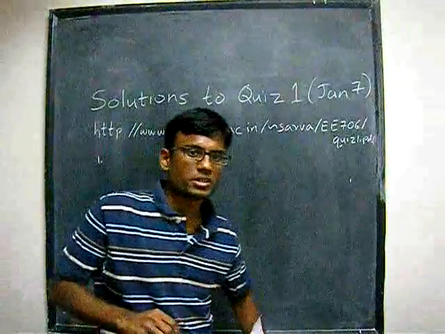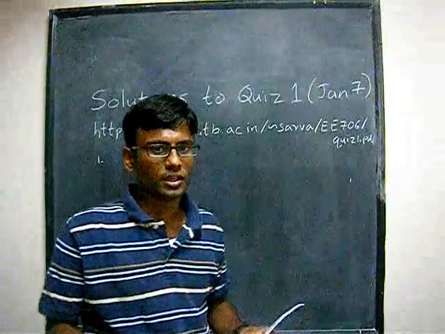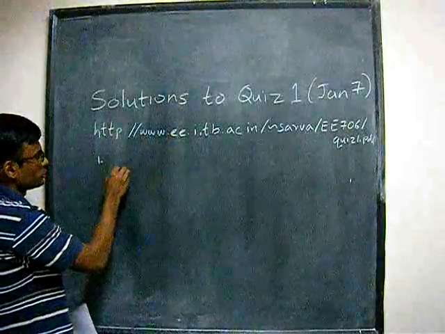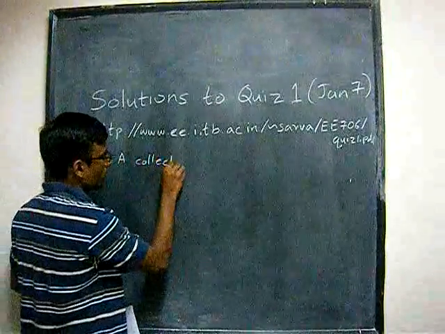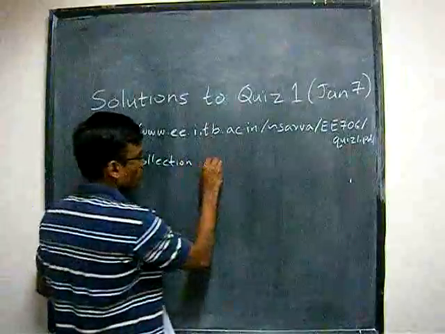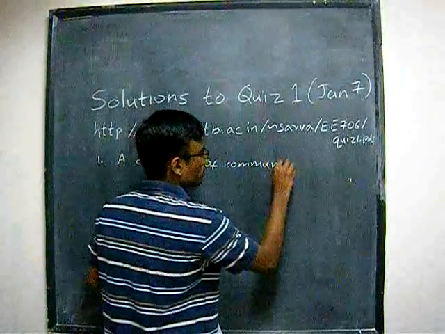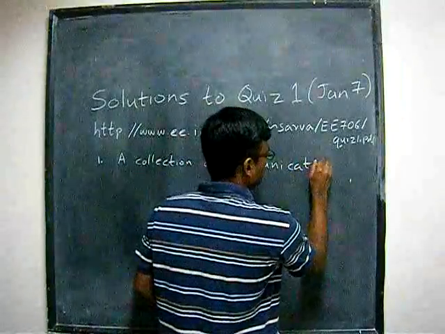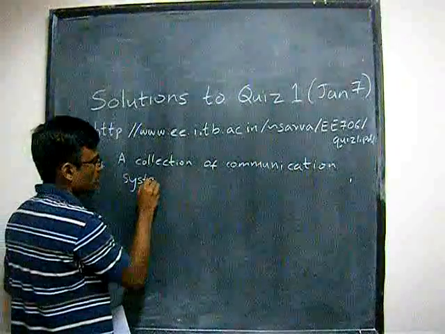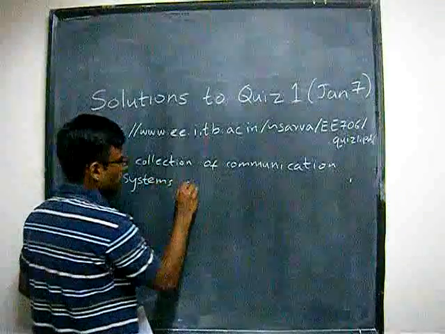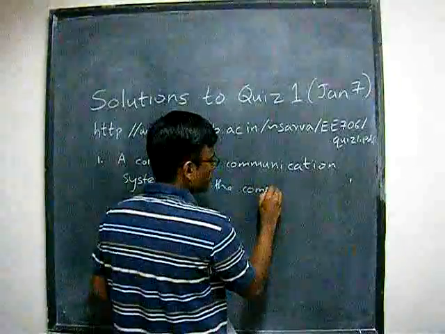So the communication network, this question I was not too picky about the answers. So the answer, of course, is a communication network. It's a collection of communication systems and the communication links which connect them.